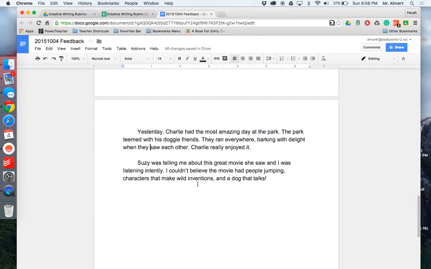When you're looking at those verbs, let's try to find active verbs. So here's a story that from here to here, the tense consistency is fine. I have was telling, she saw, I was listening intently, I could not believe, that's all happening in the past tense. So that's fine, but these verbs aren't very interesting. It's much better if Susie, even though it's in the past, Susie is the subject of this sentence and she should be doing the action.